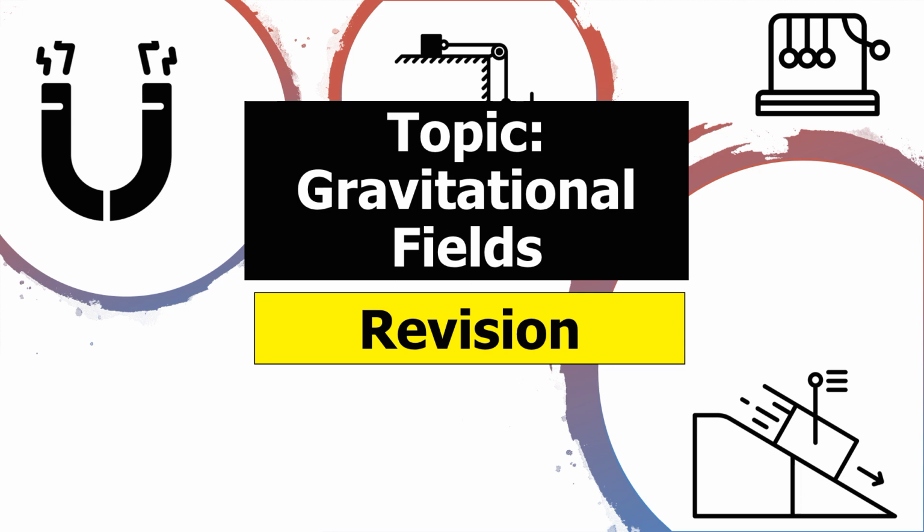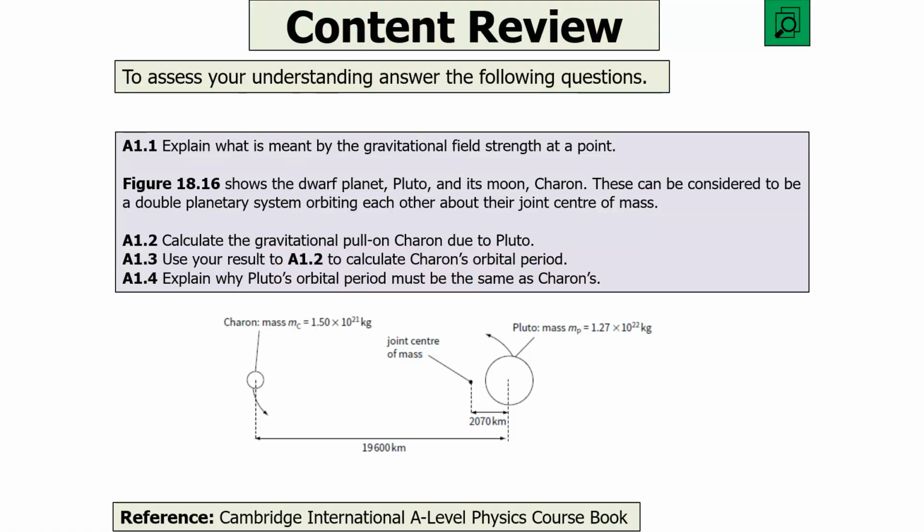So the first question says, explain what is meant by the gravitational field strength at a point. Then figure 18.16 shows the dwarf planet Pluto and its moon Charon. These can be considered to be a double planetary system orbiting each other about their joint centres of mass. Firstly, calculate the gravitational pull on Charon due to Pluto.